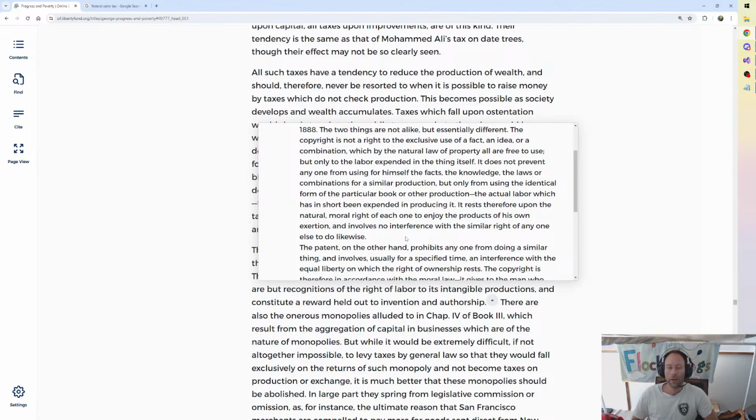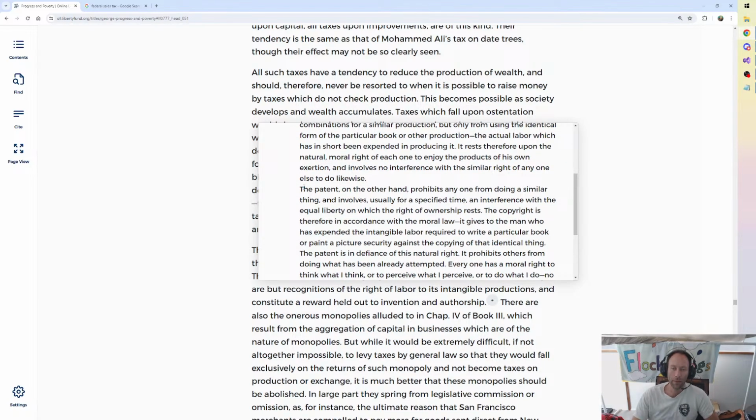Yes, this is where he says he approves of copyright, but patents he does not approve of. The patent, on the other hand, prohibits anyone from doing a similar thing, and it involves, usually for a specified time, an interference with the equal liberty on which the right of ownership rests. Copyright is therefore in accordance with the moral law. It gives to the man who has expended the intangible labor required to write a particular book or paint a picture security against the copying of that identical thing. The patent is in defiance of this natural right. It prohibits others from doing what has been already attempted.